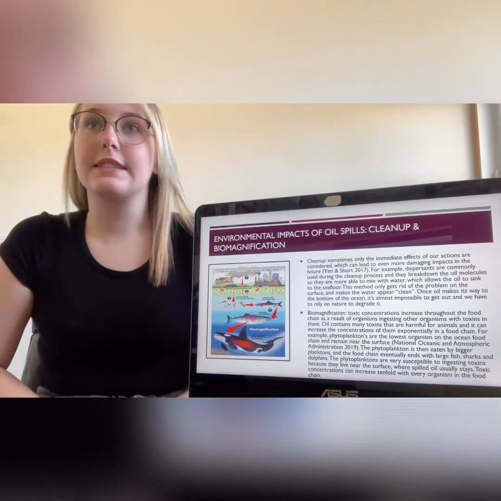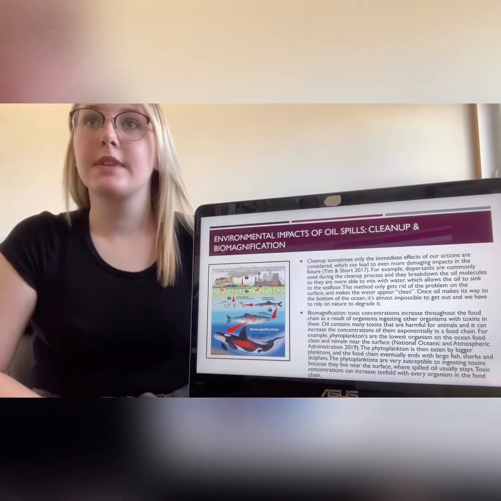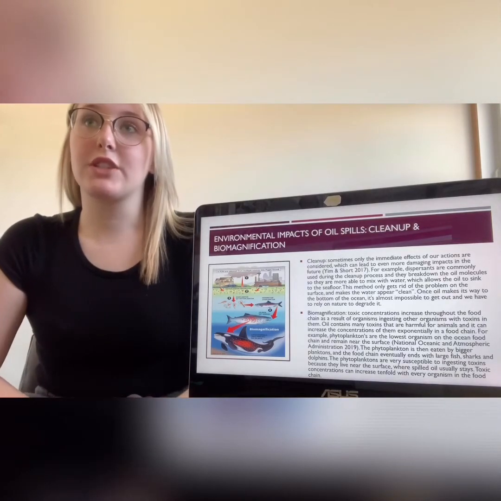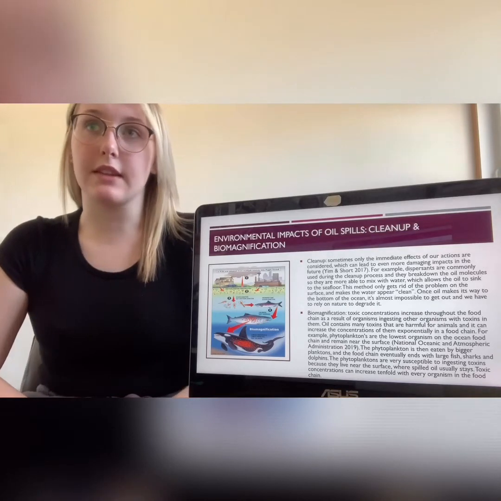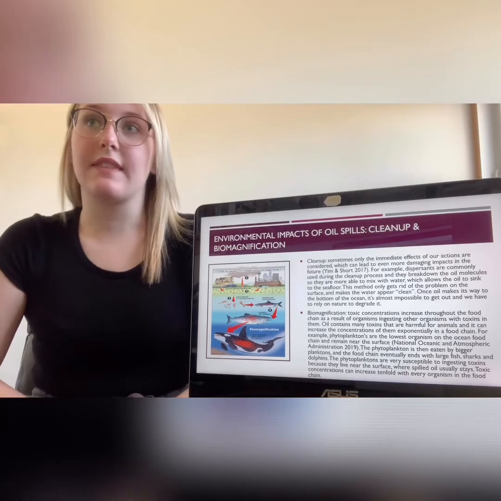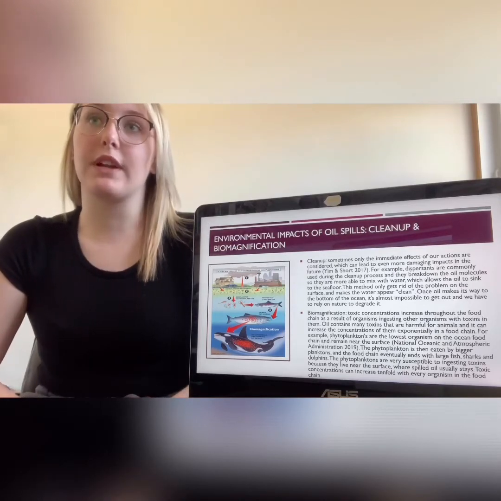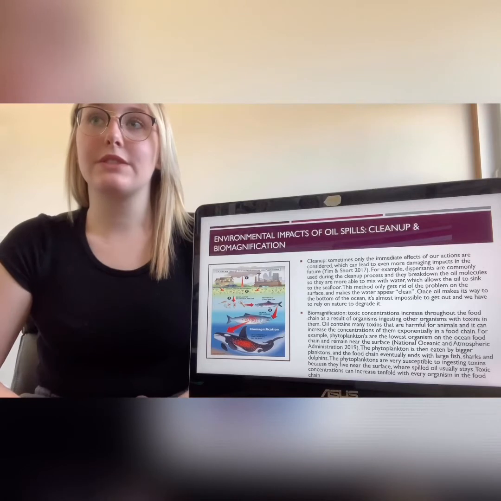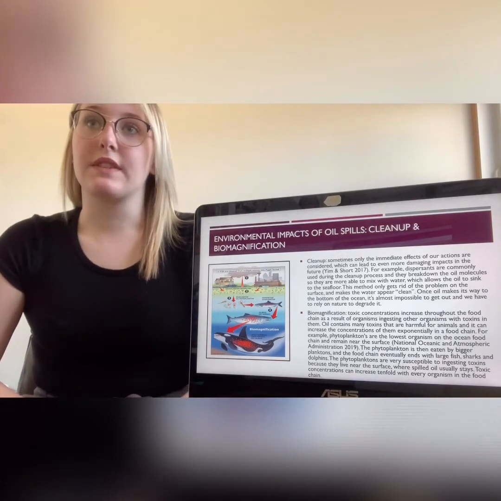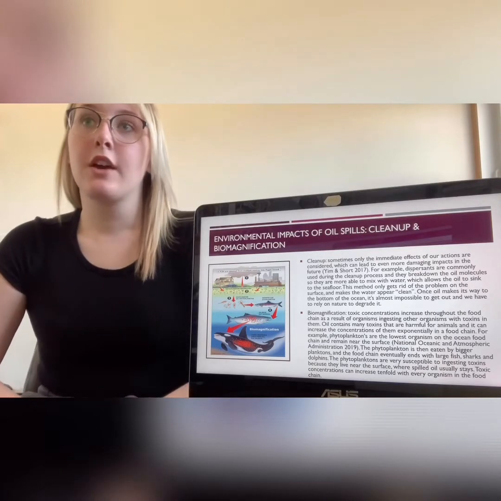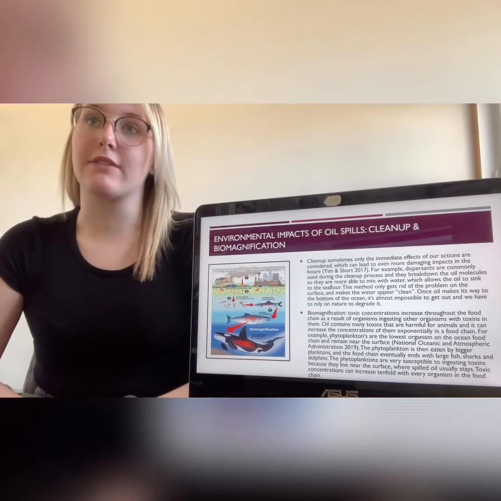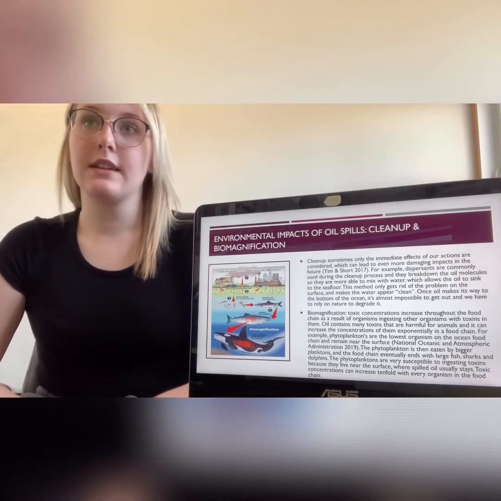So this slide is environmental impacts of oil spills. With cleanup, sometimes only the immediate effects of our actions are considered, which can lead to even more damaging impacts in the future. For example, dispersants are commonly used during the cleanup process, and they break down the oil molecules so they are more able to mix with water, which allows the oil to sink to the sea floor. This method only gets rid of the problem on the surface and makes the water appear clean. Once oil makes its way to the bottom of the ocean, it's almost impossible to get out, and we have to rely on nature to degrade it.